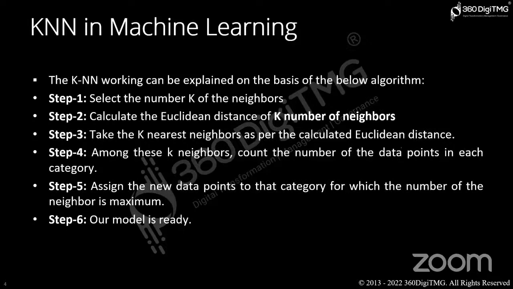Take the K nearest neighbors as per the calculated Euclidean distances. So the neighbors will be chosen by the Euclidean distance. Among these K neighbors, count the number of data points in each category. Then assign the new data point to that category for which the number of neighbors is maximum. Suppose on one side the number of neighbors is 5 and on the other side 7, we go by the maximum. Finally, our model is ready.